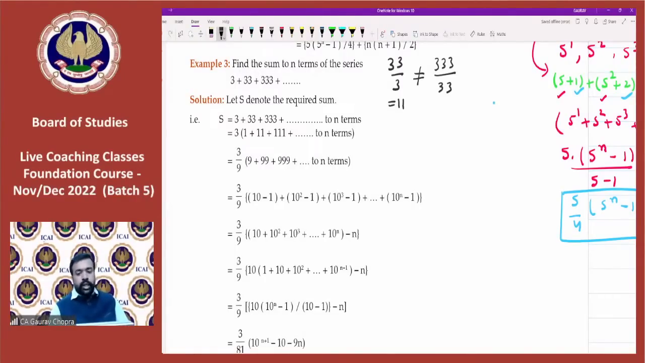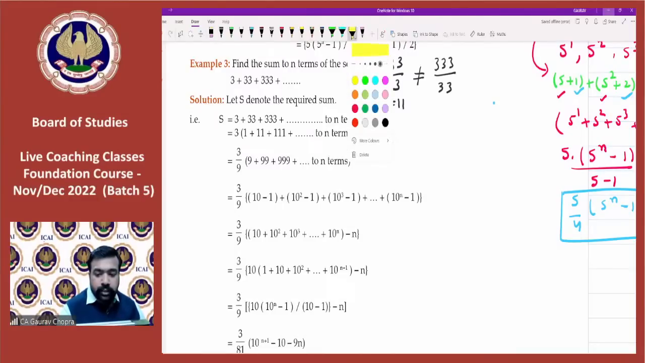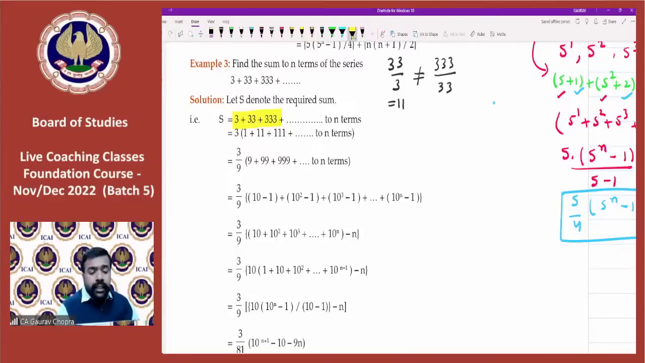All right. So always in such cases the first step is to take common. So what is the common in this given series? Let's see that. We can see that 3 is coming everywhere. So we can take 3 as common. If 3 is taken out, then what is left? 1, 11, 111 and so on up to n terms. So 3 is common and what is left is 1, 11, 111 and so on.